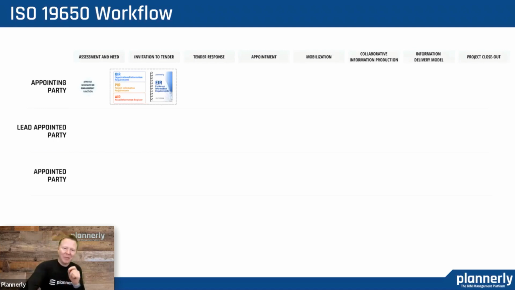And then hopefully the appointing party has a group of documents that corresponds to an invitation to tender. So this is the bidding process. And those documents combine into the exchange information requirements that we then get responses to from the prospective lead appointed parties. Multiple responses with multiple pre-appointment BIM execution plans, with potential risks and mobilization plans that form a tender response, with input from the potential task teams that the lead appointed party has.